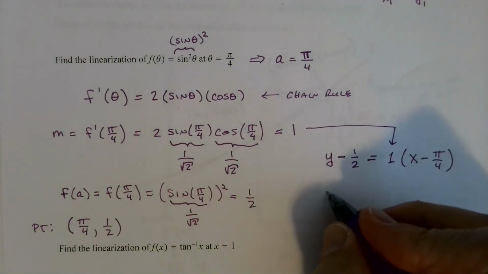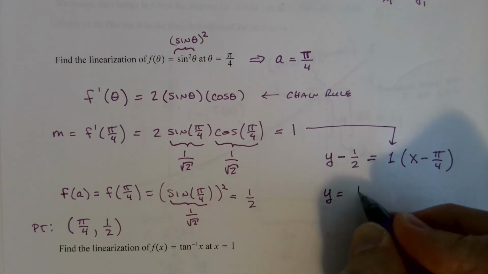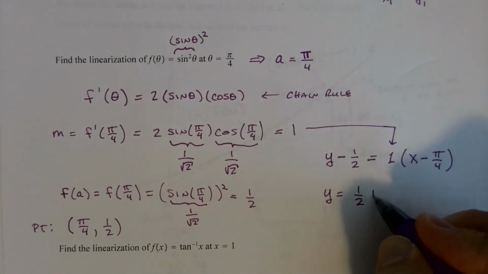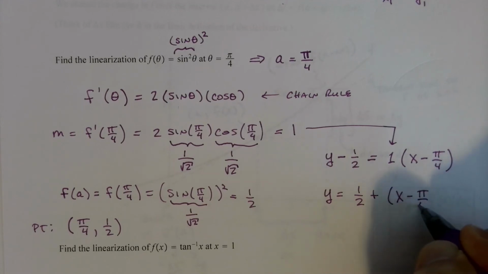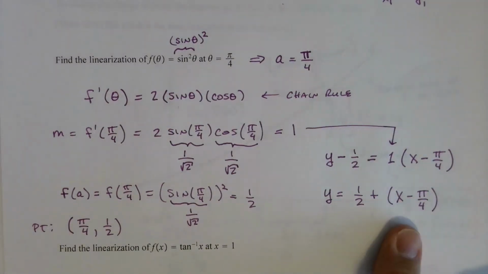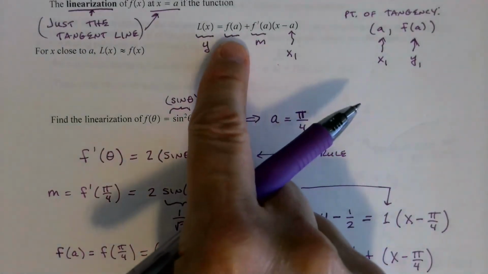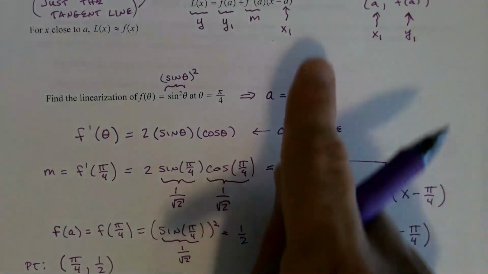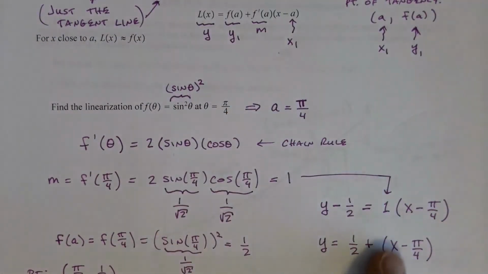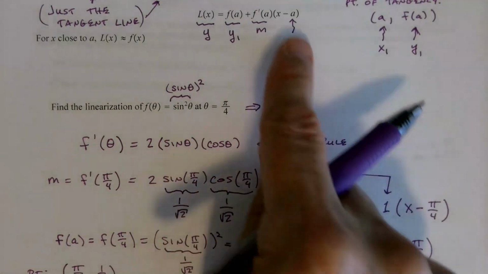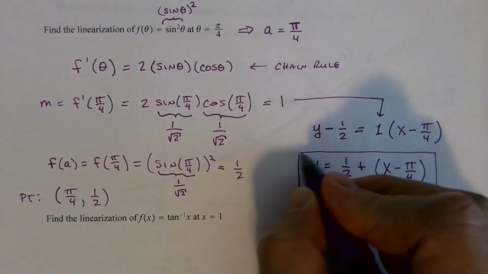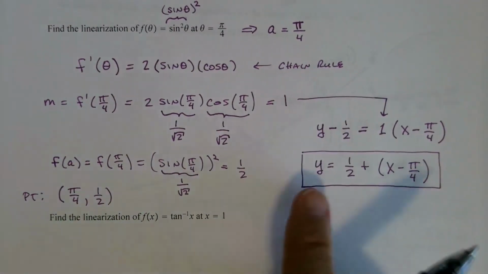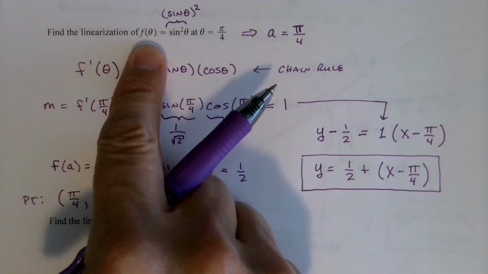So if I add 1/2 to both sides, I get y is equal to 1/2 plus 1 times x minus pi over 4. Okay. Now this is in the form that we have up here. So f of a is 1/2. F prime of a is 1. X minus a is x minus pi over 4. But this is basically just the tangent line. That's a linearization.